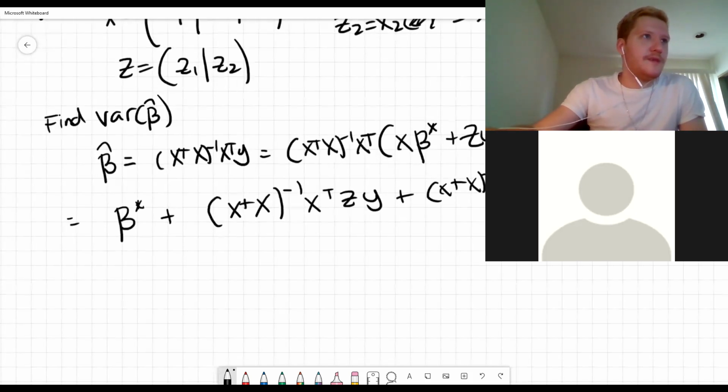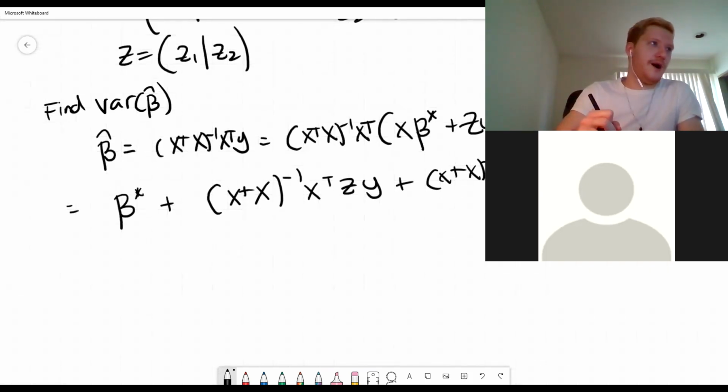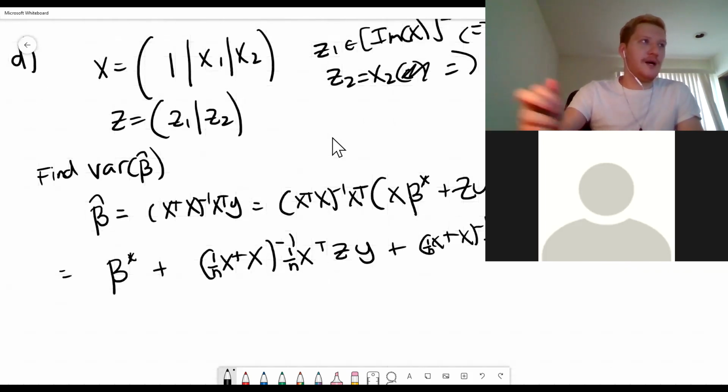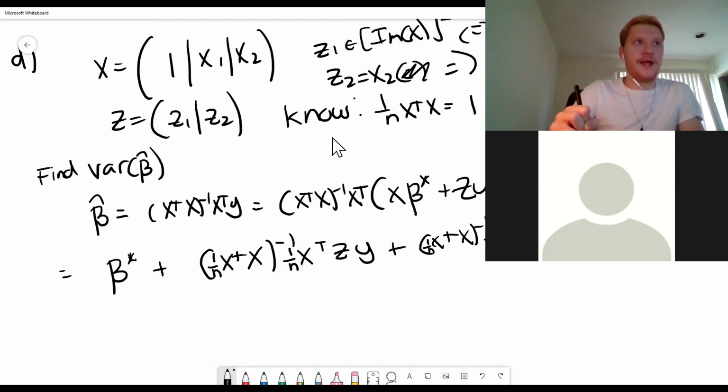And we're going to rewrite this, you'll see why. I'm going to multiply this by n, aka divide by the inverse of 1 over n, and then also put a 1 over n here, and I'll do the same thing over here. We also know, and this is something that's given, that 1 over n X transpose X is equal to the identity matrix. So that's why I did that, okay?